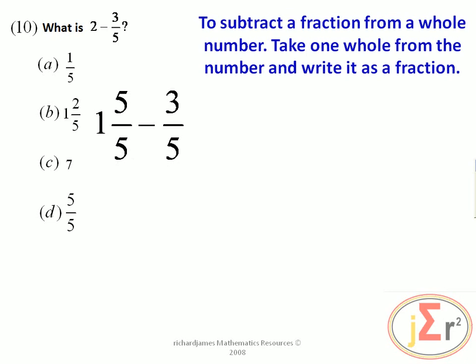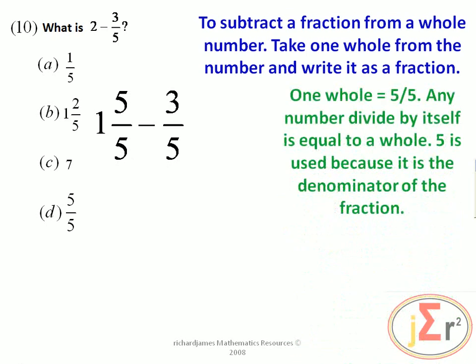How do we subtract numbers with the same denominator? The answer will have the same denominator as these two, because these are the same denominator. So 1 whole is 5 over 5, or 5/5. Any number divided by itself is equal to a whole.